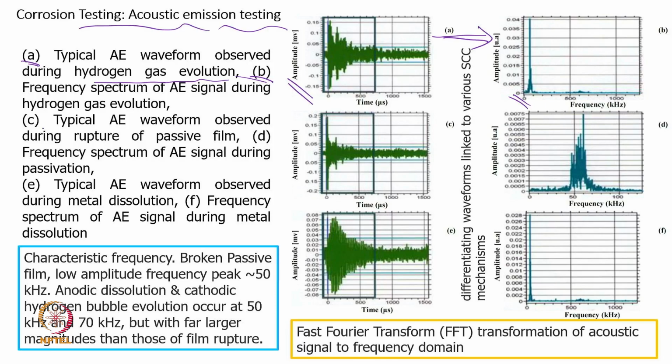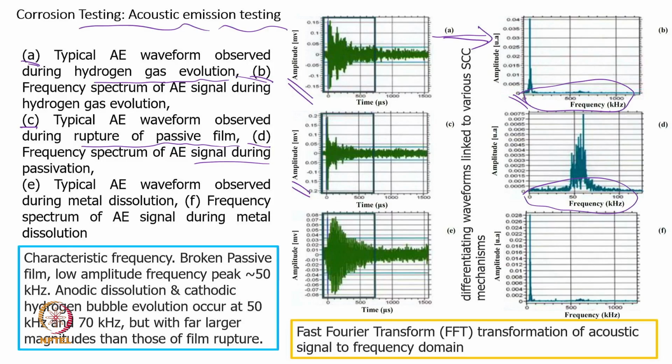Now, coming to C and D, the time signal has been shown in C, which is related to the rupture of the oxide film on the surface, which we call rupture of the passive film, and D is a kind of frequency analysis of that. However, if you look, this range is from 0 to 1000 kilohertz, and this range is from 0 to 100 hertz. So, there is only this much difference.